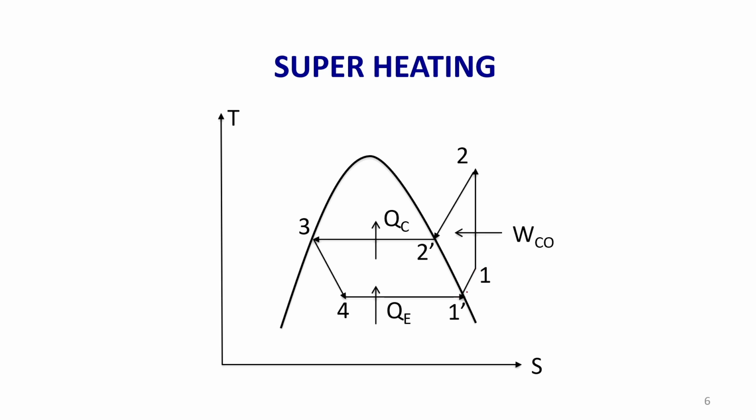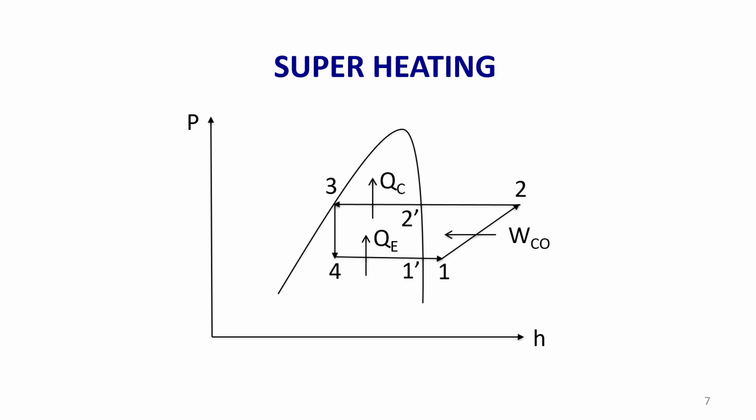So instead of the compression process starting at the saturated condition, compression starts from here. 1 to 2 is isentropic compression. It is not 1 dash to 2, it is 1 to 2, but the condition of the refrigerant at state point 1 is superheated. So as the name indicates, this is the superheating of the refrigerant before it is compressed.